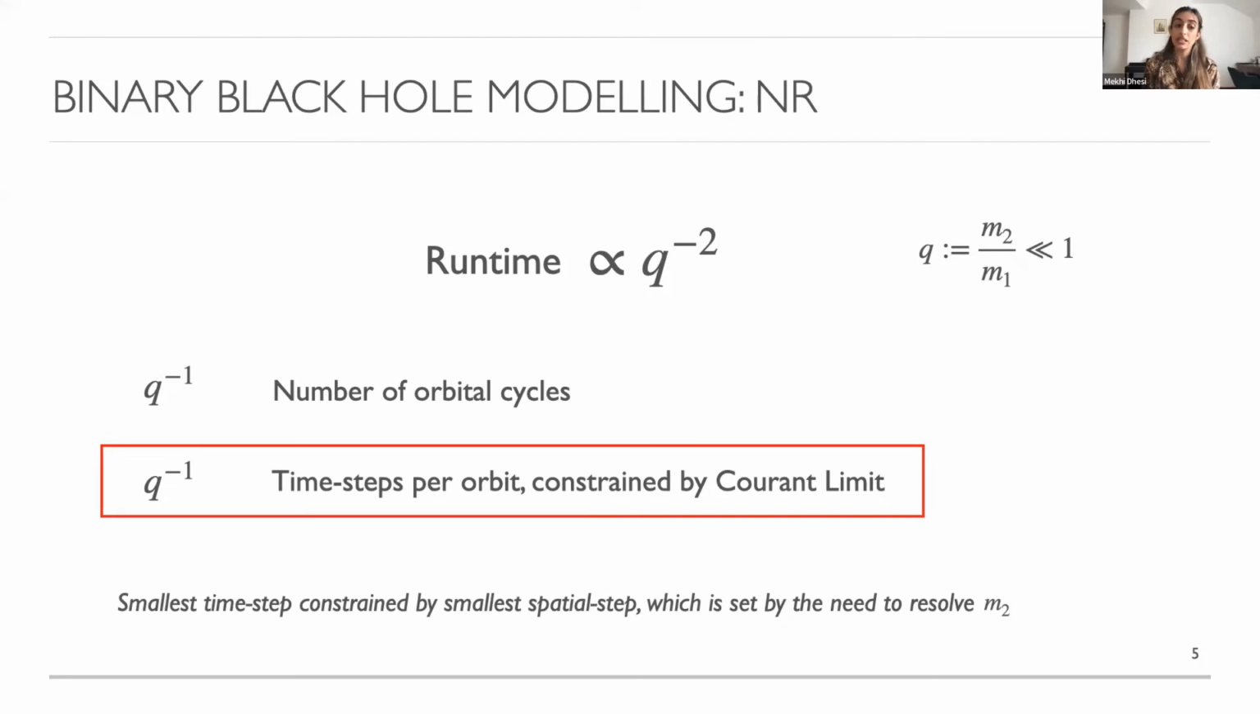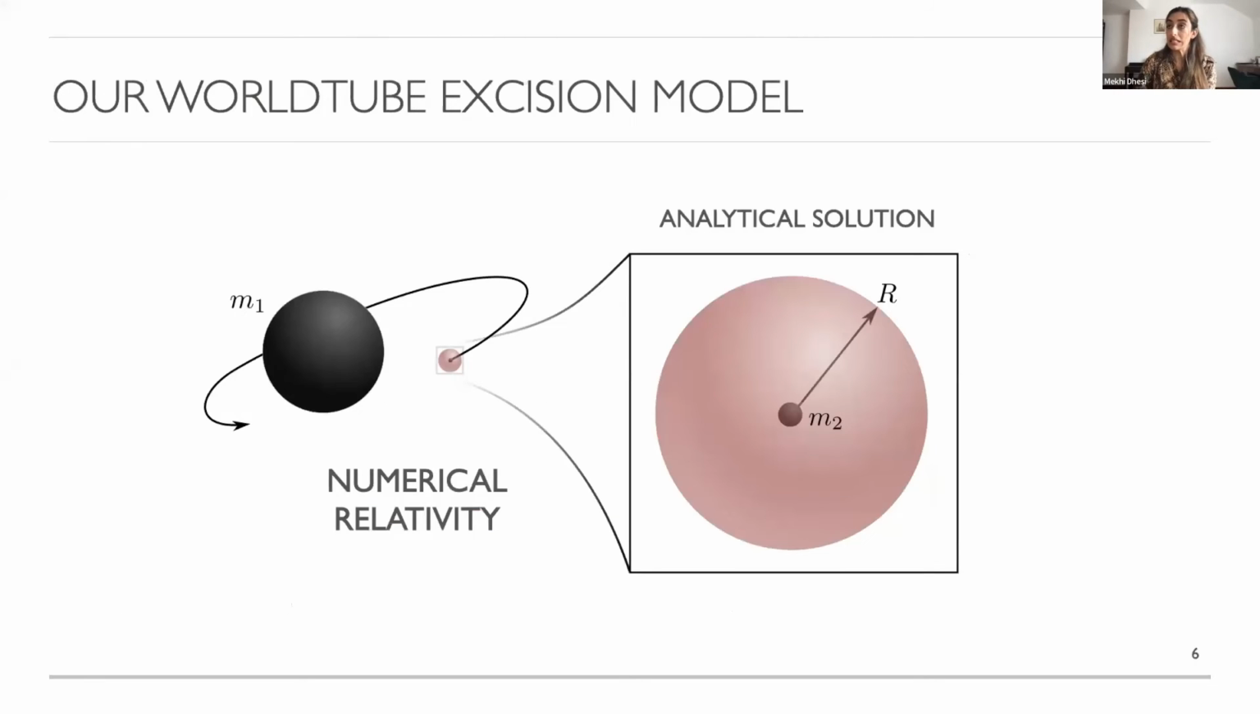The Courant limit dictates that the smallest time step in your model must be constrained by your smallest spatial step, which in turn is set by the need to resolve the smaller body, which in this case is the smaller black hole, which we call M2. So our world tube excision approach tackles this second factor. So here's a schematic of the model. It's a synergistic model that tries to combine existing successful numerical relativity infrastructure with black hole perturbation theory.